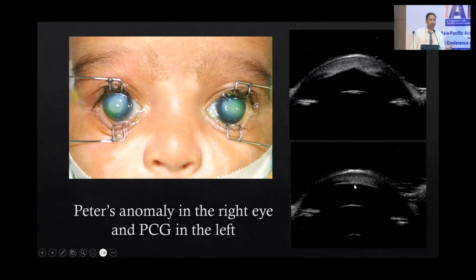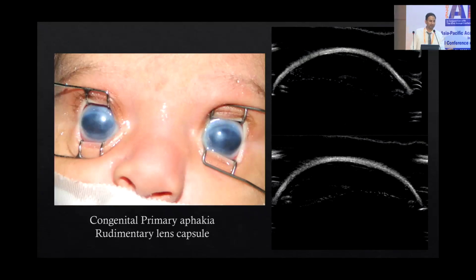So how does it help? If there is Peters anomaly with a posterior segment defect, even after doing surgery the visual prognosis will be guarded. We might be needing transplantation in those cases. But if there is intact posterior segment and posterior Descemet, then doing a CTT or a glaucoma surgery in those cases will completely clear up those corneas. So it helps in prognosticating these cases.